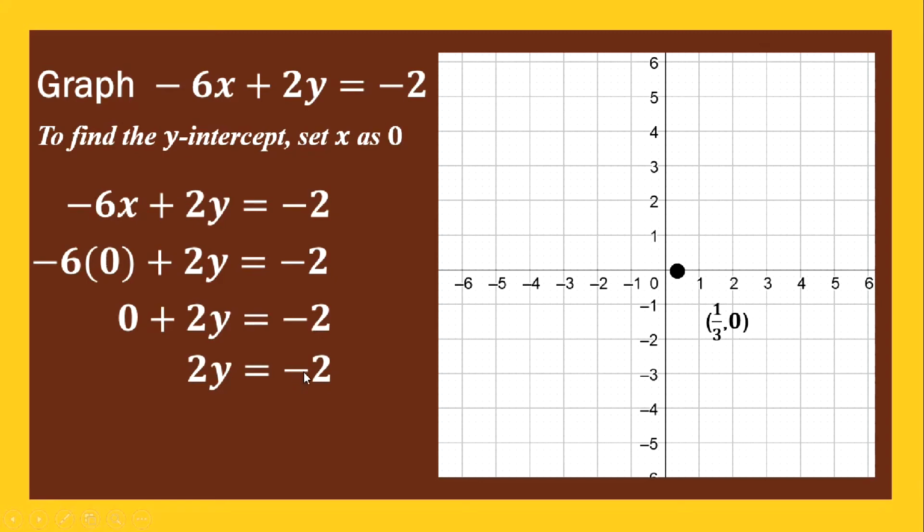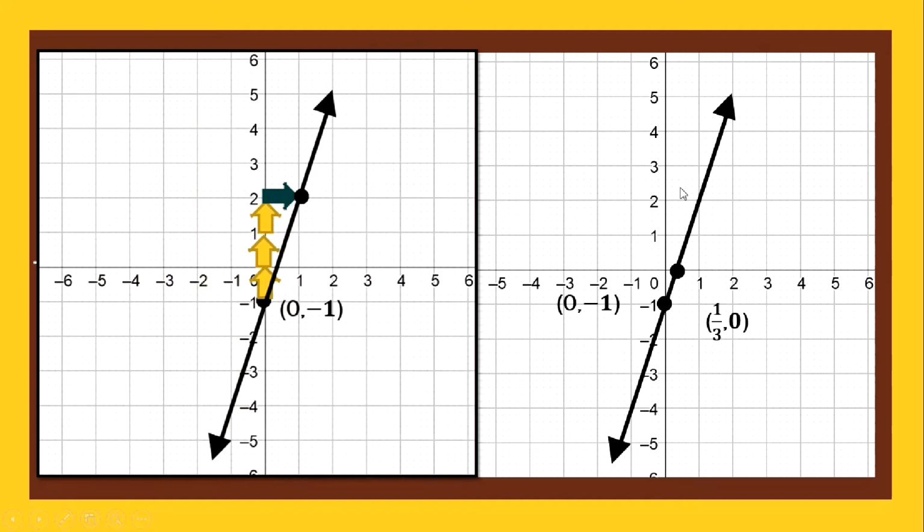2y equals negative 2, and to find y, divide both sides by 2. So, we have y equals negative 1. So, ibig sabihin, sa y-axis natin, tatama dito yung graph. Coordinates, we have (0, negative 1). Then, connect lang natin yung 2 points na yon. And kung mapapansin natin, katulad lang siya ng graph ng example natin kanina using the other method. Okay?